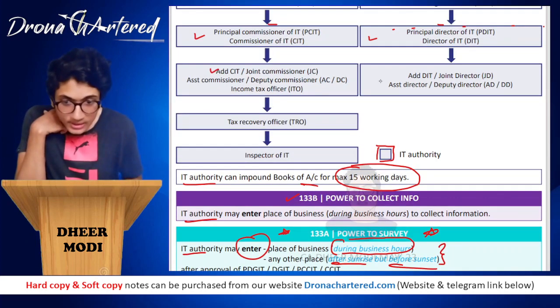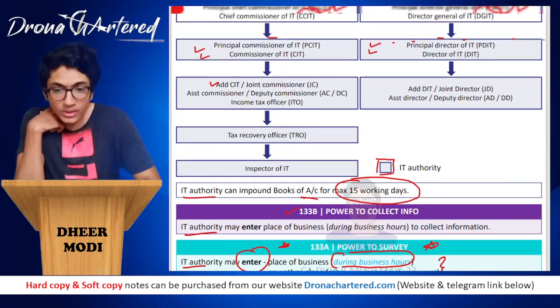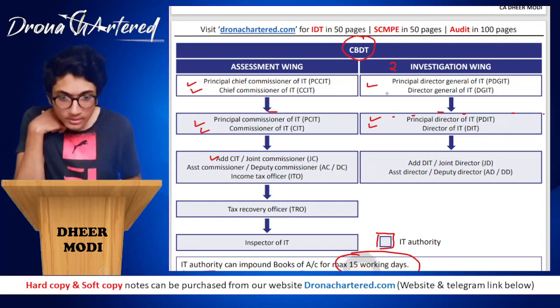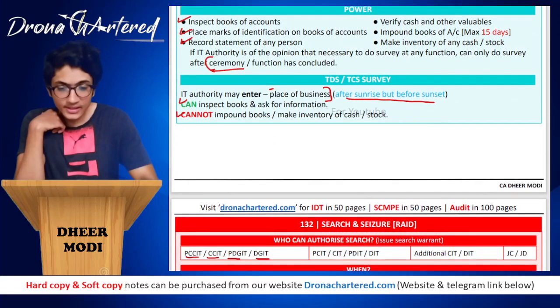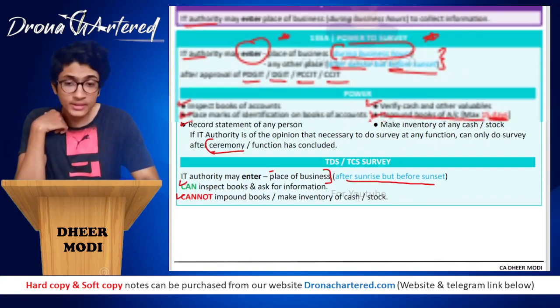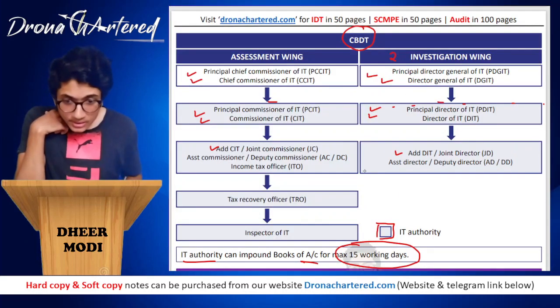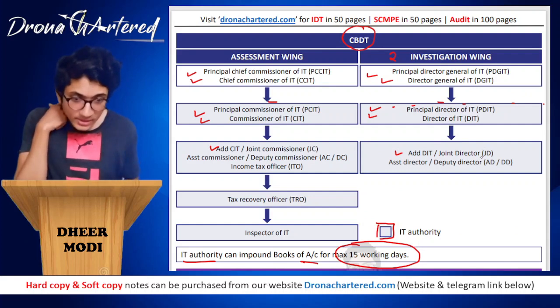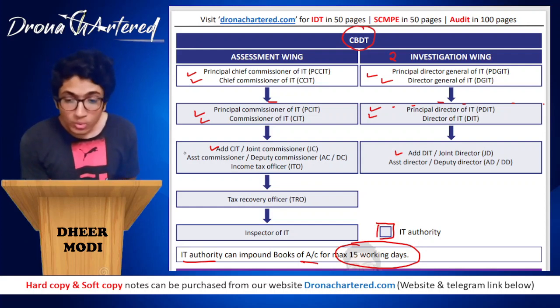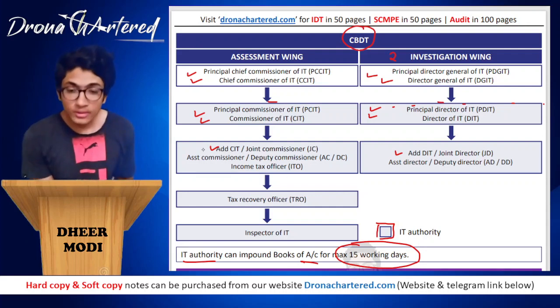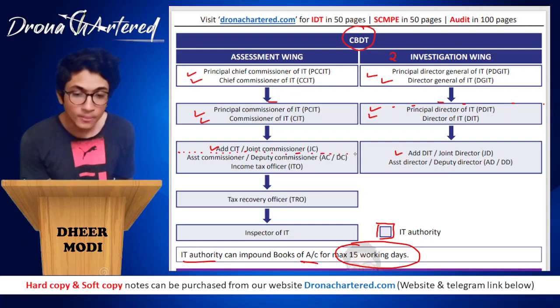That means only these. So over here, let's make 2 tick marks so that we know both of these are included. Over here also we'll make 2 tick marks. And we did only Additional CIT and Additional DIT. Then what did we do? JC and JD. So these are your Joint Commissioner and Joint Director. Okay, so only these people can give the authority to issue the search and seizure warrant. This is where the line is drawn.